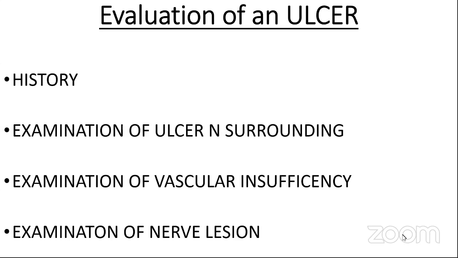Another lesion in our country which we are seeing is leprosy, where there are nerve lesions which can manifest. Then another thing is spinal cord injury. Patients are paraplegic, and these patients can have what is known as trophic ulcers or pressure ulcers. So you must know the history of the ulcer, examine the ulcer in detail, look for arterial and venous insufficiency, and then look for nerve lesions or sensation in the peripheral limb.